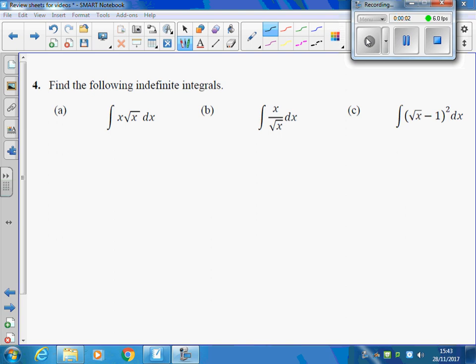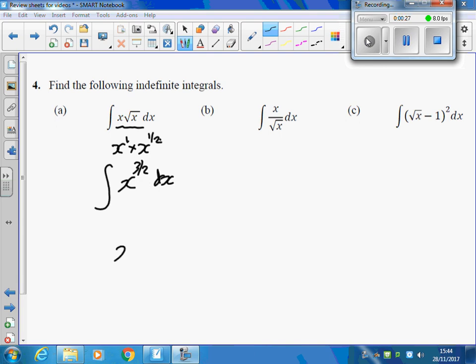Question 4 is exactly the same thing, but before we can do it, we need to look at what this piece of algebra is as a power. So we here have got x to the power of 1 times by the square root of x. And the square root of x is x to the half. And so this question says x to the power of 3 over 2. I've added 1.5, so 1.5 or 3 halves.